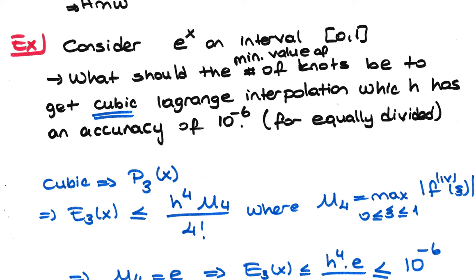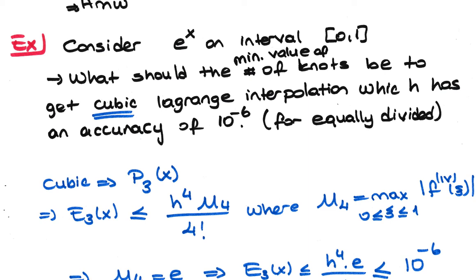Consider exponential x on an interval 0, 1. What should the minimum number of nodes be to get a cubic Lagrange interpolation which has an accuracy of 10 to the minus 6?